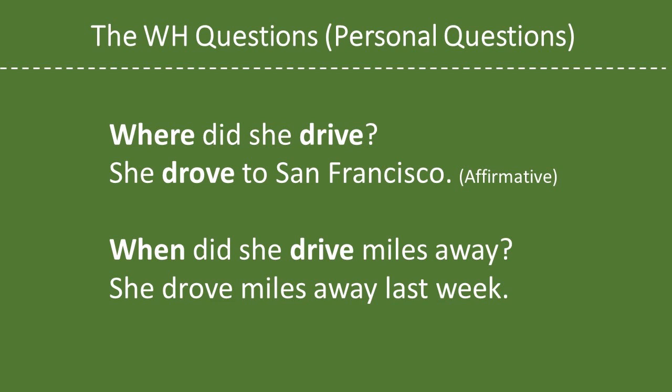Why did the answer receive the word drove instead of drive? Because in my question I asked where. The first one in is the last one out. Where is related to a place, San Francisco. Did she drive? Did doesn't appear in the sentence because it's an affirmative sentence. So I must change the verb in present, where did she drive, to the past of drive. She drove to San Francisco.